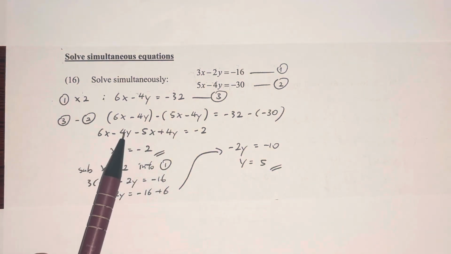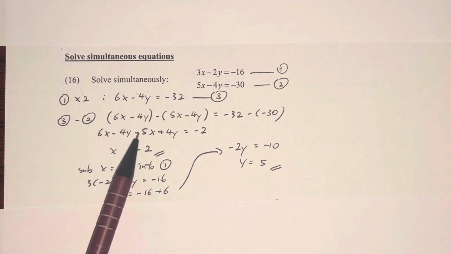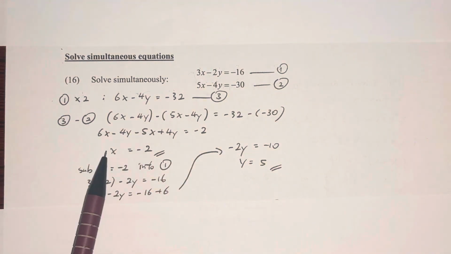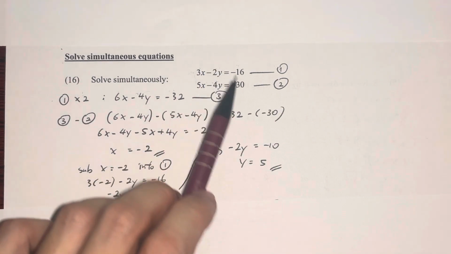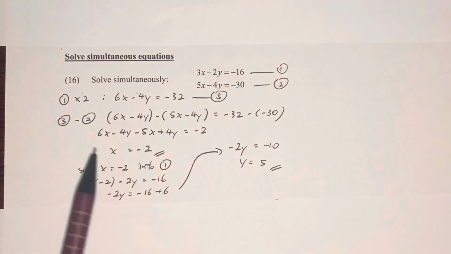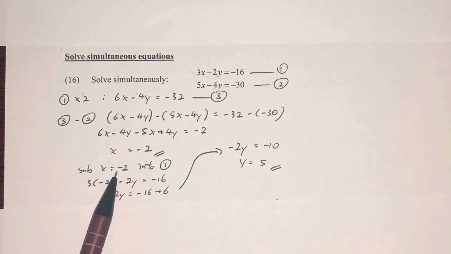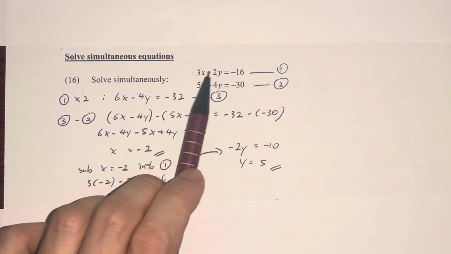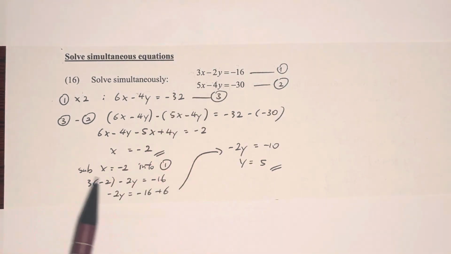So this one is no more. I'm left with 6 minus 5, 1x, equal to -2. So this is x. After I find x, I need to find y. So I need to sub this into any one of the equations. I like to sub into the easiest looking one. So this one. So I say sub x equal -2 here into 1. I'm following this: 3x minus 2y, so 3x.